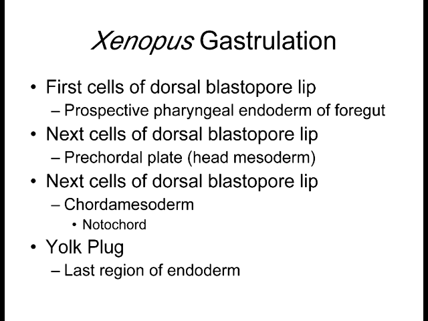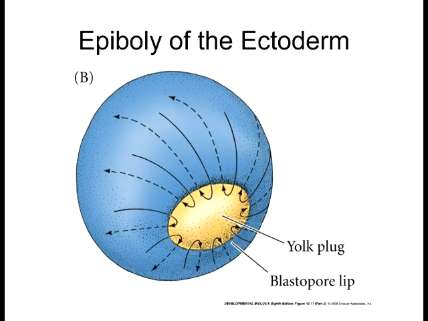But they used to think that the notochord was just there, and then the cells dissolved and went away, and they didn't contribute. They're now finding that some of those cells actually do contribute to the connective tissue between the vertebrae. And then the last thing is the yolk plug.